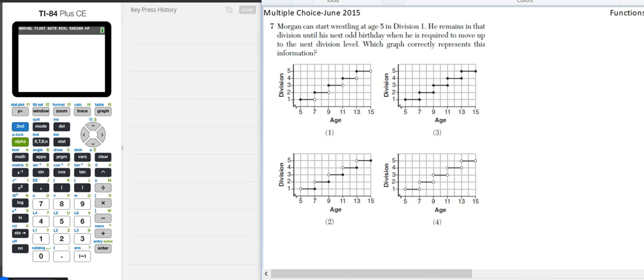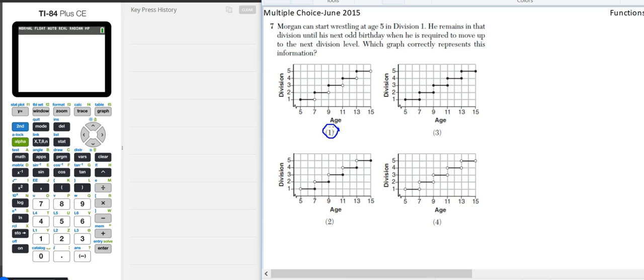So what do we know? We know that he could start wrestling at age 5. Let's look at choice 1. At age 5, he could start wrestling in Division 1. So that looks correct. He remains in that division until his next odd birthday. So his next odd birthday is when he turns 7. Then when he turns 7, which is right over here, he can move up to the next division level. And perfect, he moves up to Division 2. Then at his next odd birthday, when he turns 9, he can move up to level 3. When he turns 11, he can move up to level 4. When he turns 13, he can move up to level 5. So choice 1 correctly represents all the information, and choice 1 is the correct answer to the question.